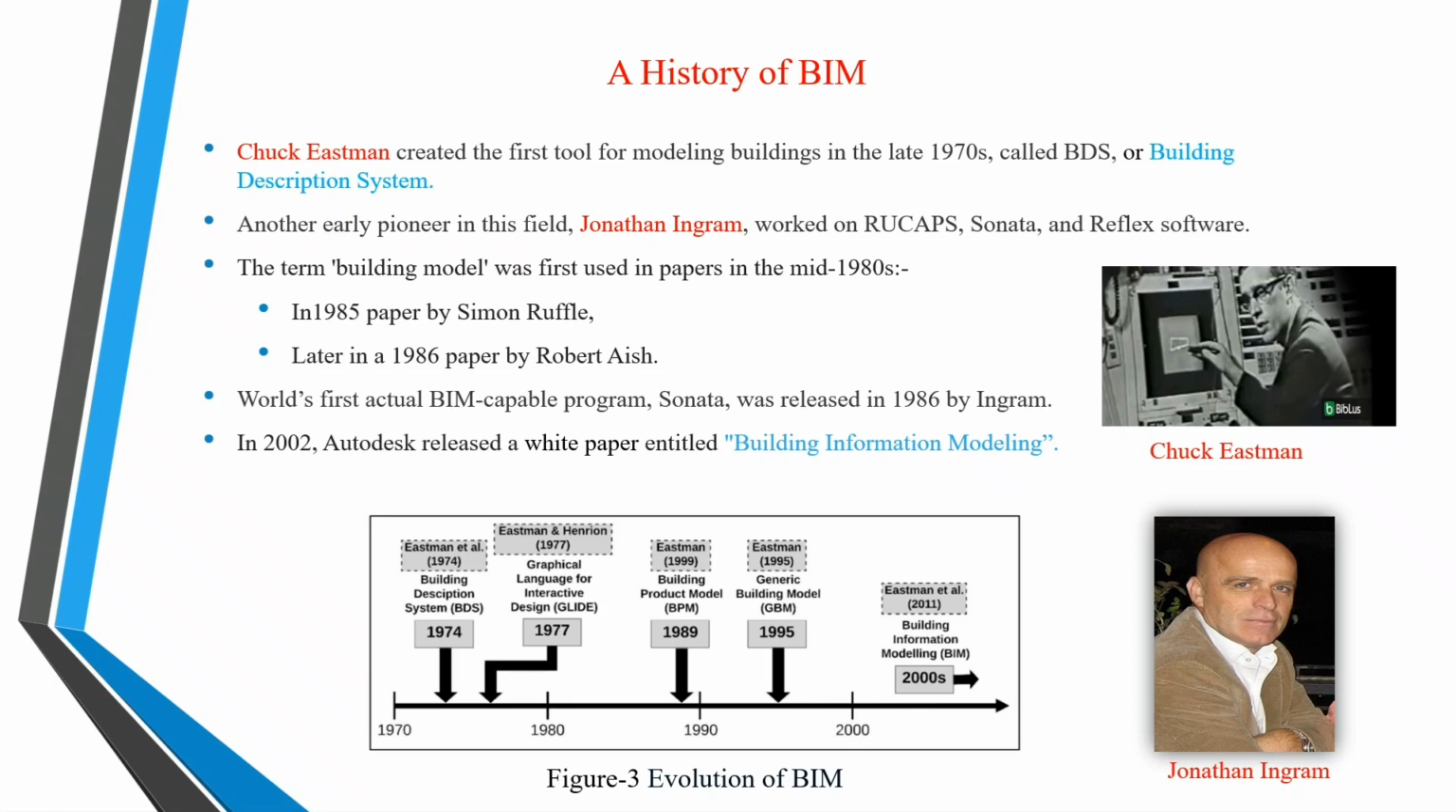The term building model was first used in papers in the mid 1980s. In 1985, a paper by Simon Ruffle, later in 1986, a paper by Robert Ash. The world's first actual BIM, that is Building Information Modeling capable program, Sonata, was released in 1986 by Jonathan Ingram. In 2002, Autodesk released a white paper entitled Building Information Modeling. That was the first time the term Building Information Modeling was introduced. Now move further.